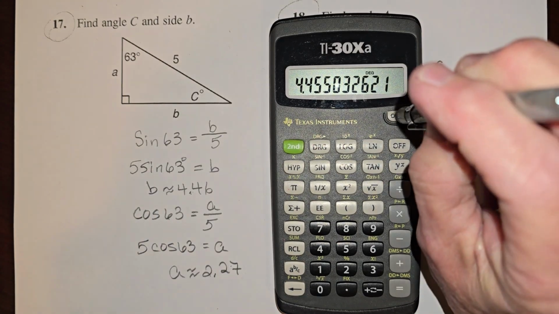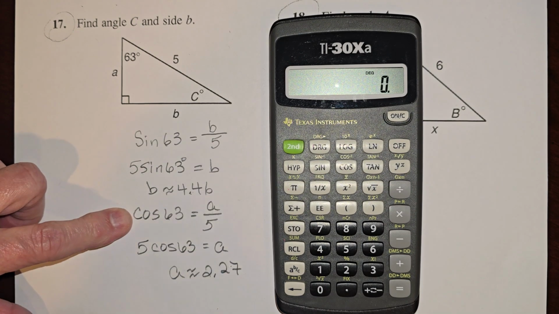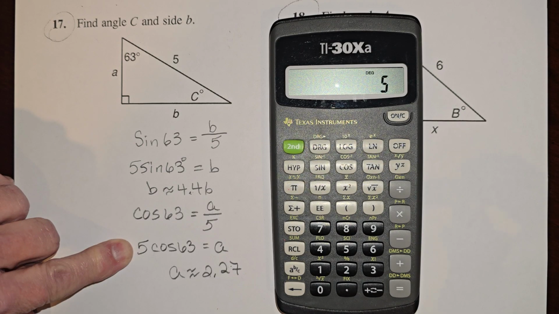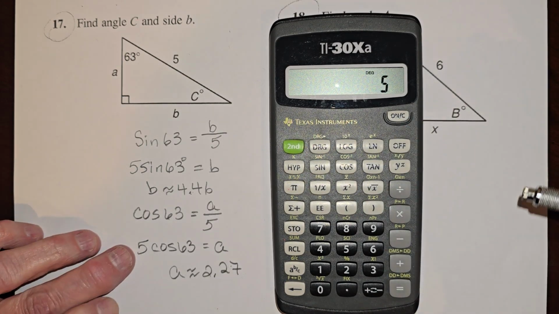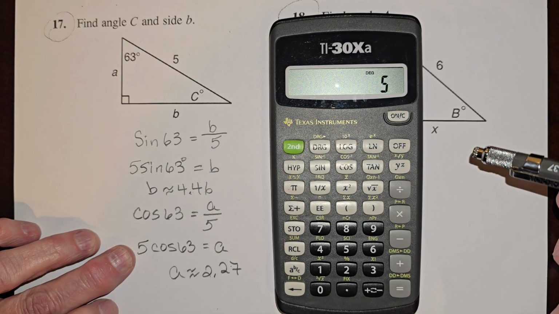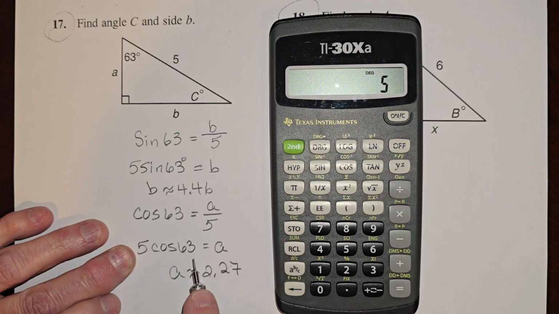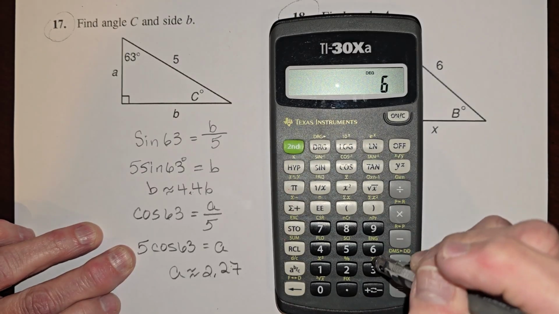So I'll show you again with this one. You've got cosine 63 is a over 5, adjacent over hypotenuse. Multiply by 5 on both sides. And now you have to punch this in. So you're going to say 5 times, not cosine 63, but 63 cosine. You have to put it in backwards in your calculator, but do not write it backwards, okay? When you write it, you have to write cosine 63, but your calculator receives the information backwards. So I hit 5, I hit times, and now I'm going to hit 63 cosine.